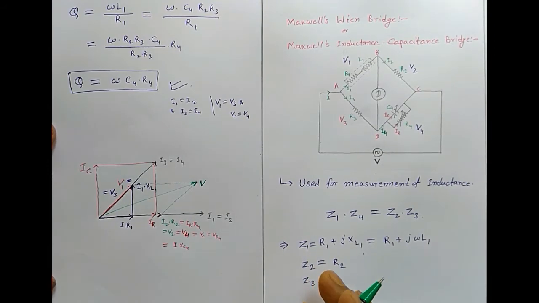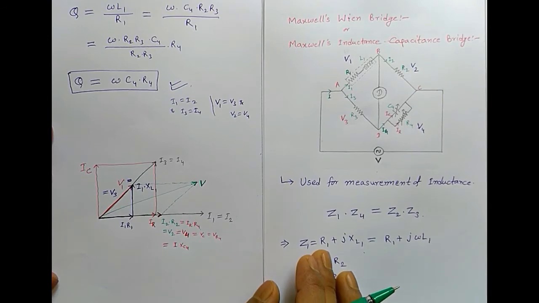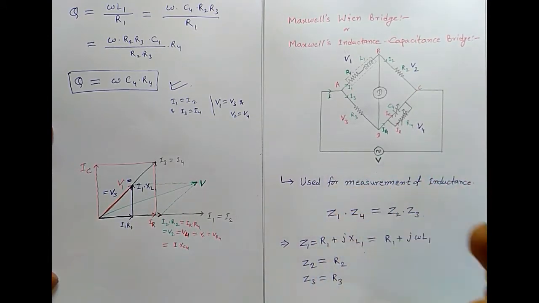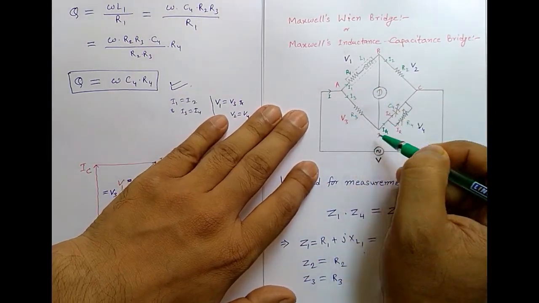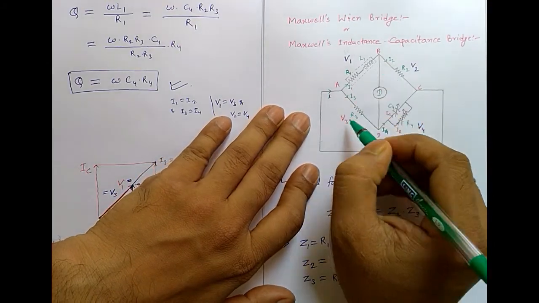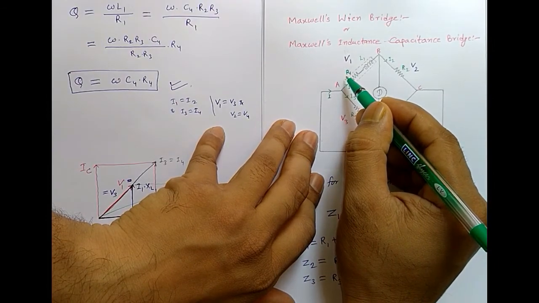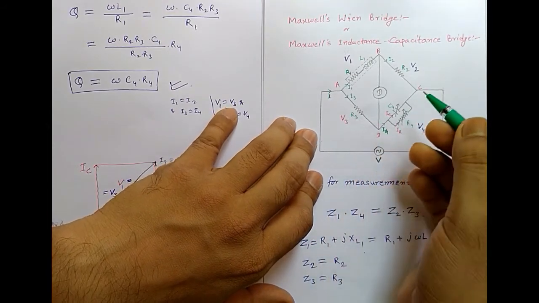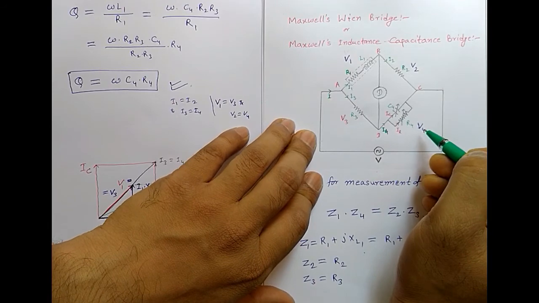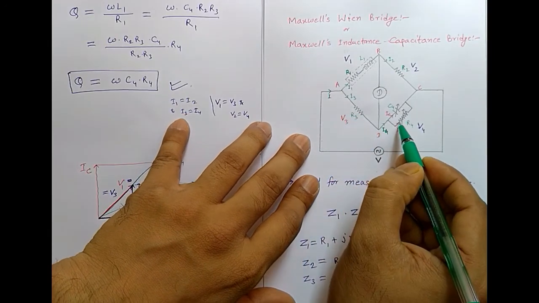Let us repeat this phasor diagram again, as it may be confusing to all of you. First of all, before starting the phasor diagram, we have to know the equations of the circuit. In the balanced condition, V1 equals V3 and V2 equals V4, whereas current I1 equals I2 and I3 equals I4.